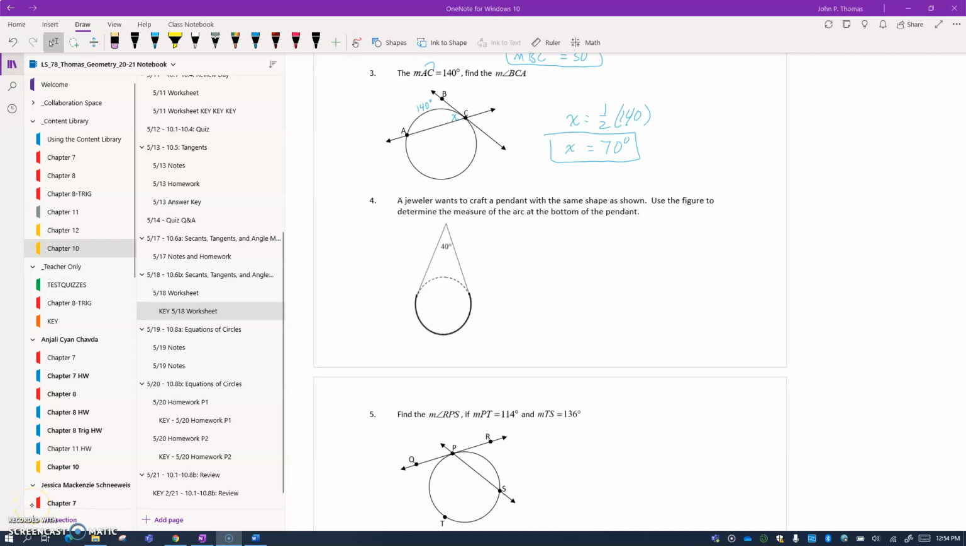All right, in example 4, we've got a jeweler who wants to craft a pendant with the same shape as shown. Use the figure to determine the measure of the arc at the bottom of the pendant. All right, so we're looking from this point to this point.